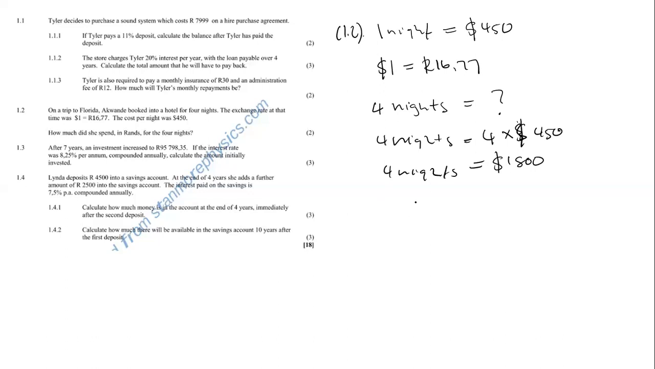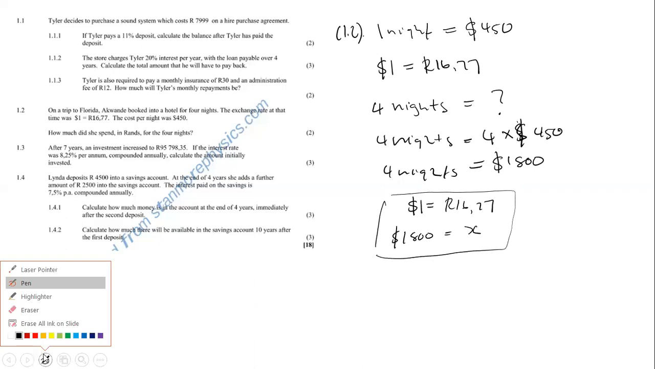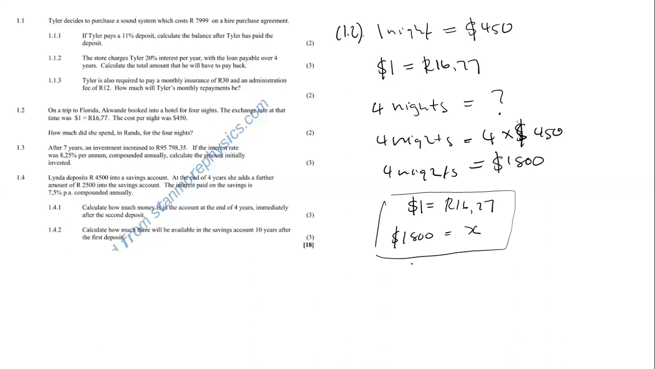Remember, we said $1 corresponds with 16.77. So we want to know $1,800 will correspond with how much. We'll just write X. From these equations, I can just cross multiply to make things much easier. This is how I do it. This side of the equation is dollars. This side of the equation is rands. Therefore, $1 is equal to this. $1,800 is equal to how much?